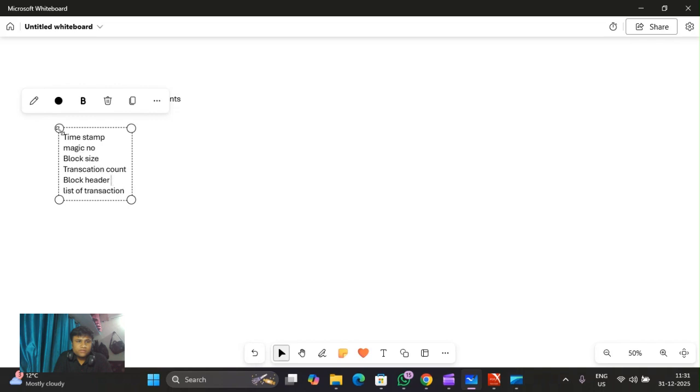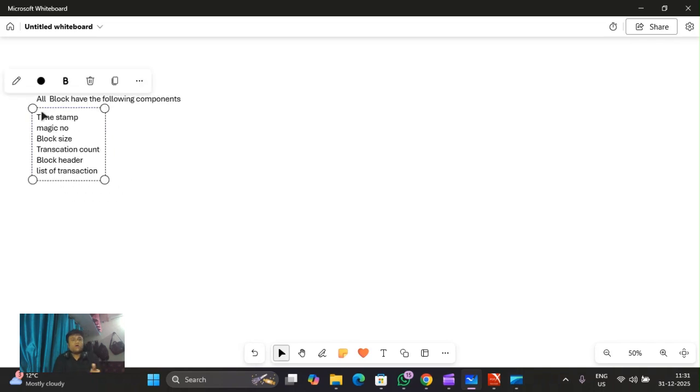Let's discuss it. We know that all blocks have six components, like block size, magic number, timestamp. In timestamp we have the time, then the transaction count. All blocks have the transaction count, which says how many transactions can be stored in a single block. The block header will store the addresses of the previous and the next block. The list of transactions means the transactions which are stored in the block.